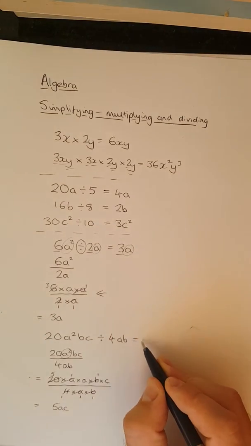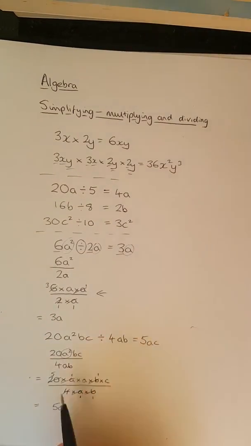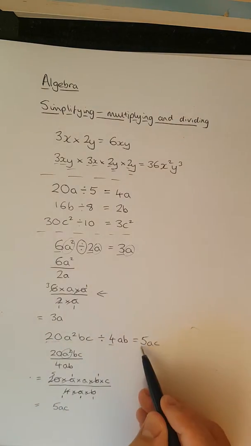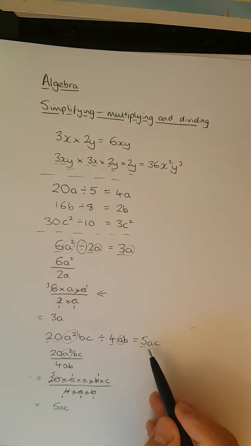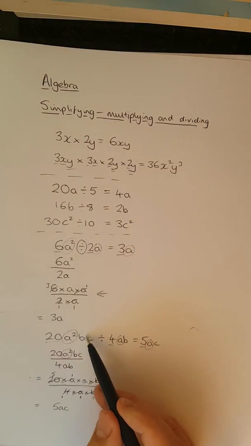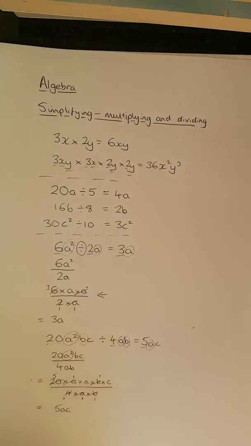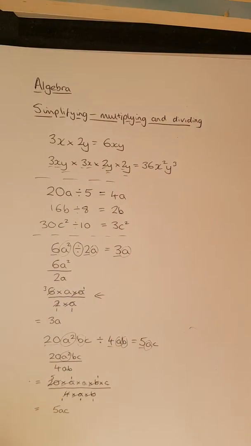Some of you, by now, will start to see this and go, 20 divided by 4 is 5. A squared divided by a leaves you just a. b divided by b makes 1. And timesing something by 1 does not change the answer. And then c, there are no c's, so you leave that as it is.